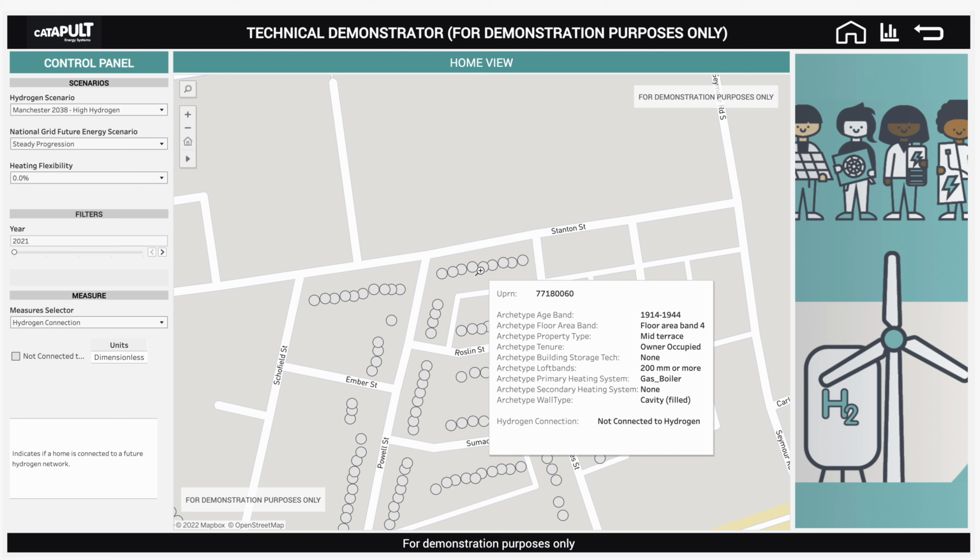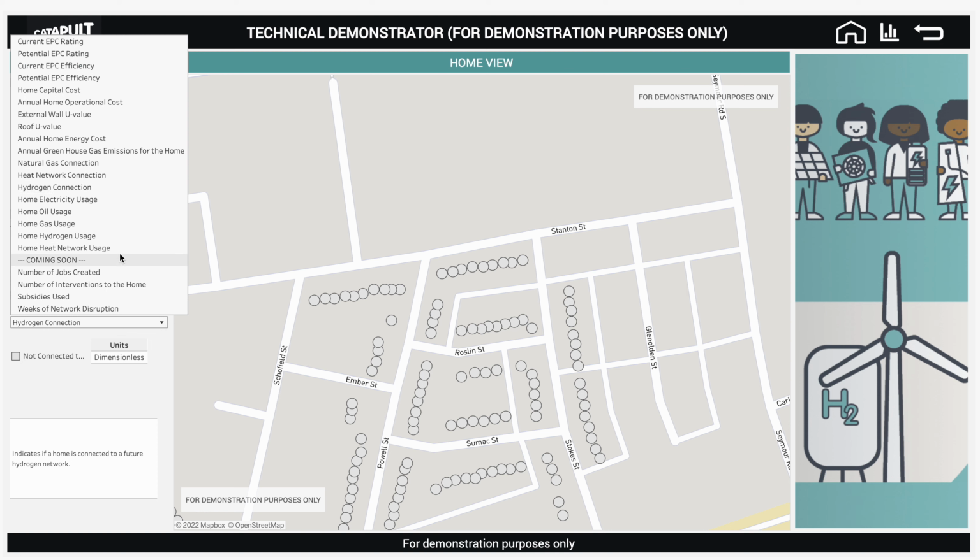I think it is worth saying that we could show a whole load of additional data. If we look at these measures here, we've got coming soon, so that we don't have number of jobs created, number of interventions to the homes, subsidies used, weeks of network disruption, but all of these measures could be incorporated into this model. There's a lot we could do with this. It's just a demo at this stage, just to show what we could do with a digital twin.